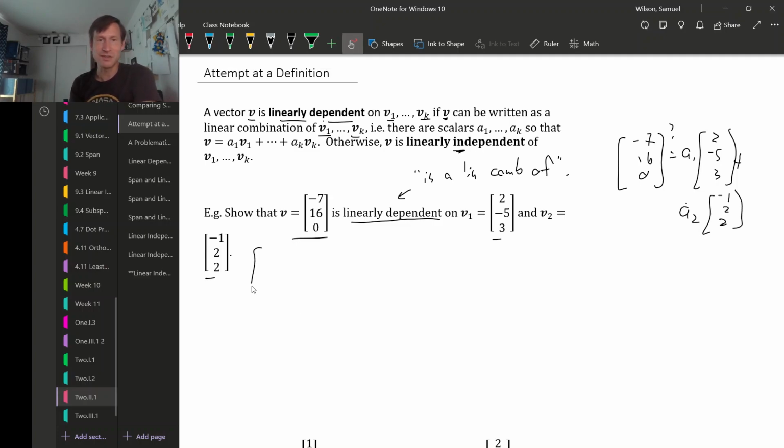So write down the augmented matrix corresponding to this system, which for some reason I seem to be unable to do. So that should be a 5 and 3, and then minus 1, 2, 2, and then our augmented column is minus 7, 16, 0. So yet another row reduction to do here.